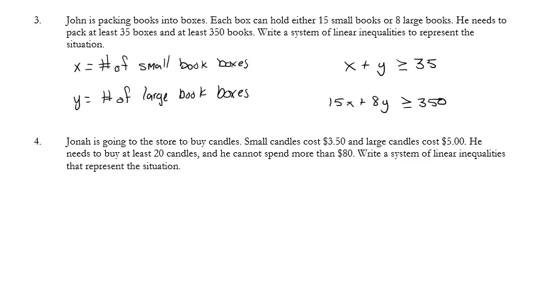So for number 3, pay attention to the variables here, because the variables aren't the number of books, number of small or large books, they're the number of small book boxes, because we have at least 35 boxes greater than or equal to 35, at least 350 books greater than or equal to 350, but we're putting 15 books in a box or 8 books in a box depending on the size. So when we define these variables, saying boxes is important. If you haven't done number 4 yet, pause, try it, unpause to check your work.